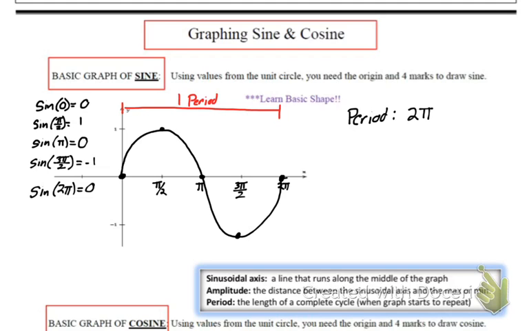The next thing I want to talk about is amplitude. If you look at the definition down there, it says the distance between the sinusoidal axis and the max or min. Or you can say sinusoidal. Both are correct pronunciations.